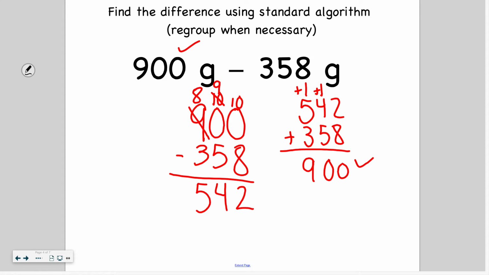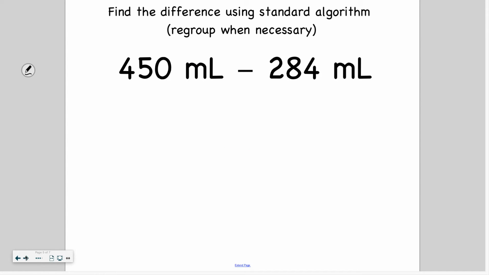So let's try one together. 450 milliliters minus 284 milliliters. So 450, and go ahead and write this with me. So you should have the same equation I have written in standard algorithm. Again, you should have 450 on top, 284 under, and line them up by place value, ones, tens, hundreds. Right, by now you should have written this problem, so let's solve together.